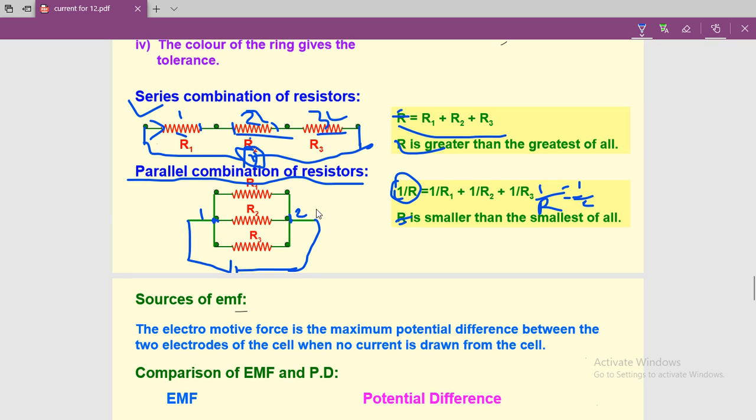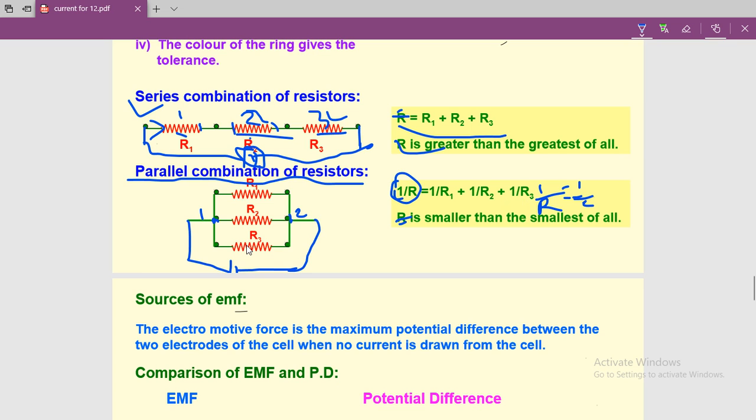The characteristics are, first one, the potential difference across each resistor in parallel combination is the same. Second, if R1, R2 and R3 are not equal, then the currents through them are different, but if R1, R2 and R3 are equal, then the currents through them are the same. And fourth, the equivalent resistance of this circuit is given by the formula 1 upon R is equal to 1 by R1 plus 1 by R2 plus 1 by R3. Okay, so these are the most important points.